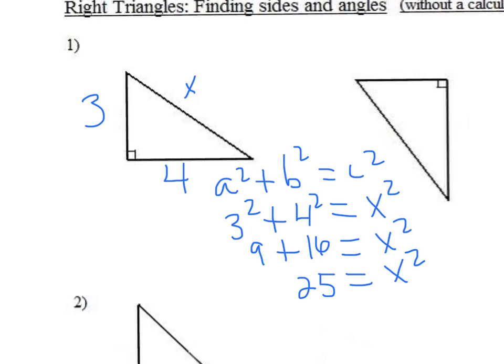So the way I would find out what x is, I would have to find out what the square root of x squared is. And that's fine as long as I do the same thing to the other side. I need to find out what's the square root of 25. The square root of x squared is x, and the square root of 25 is 5. So now I know the length of this side is 5 units.